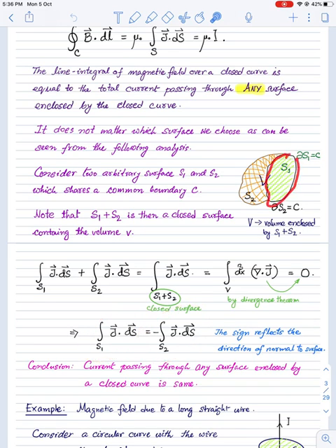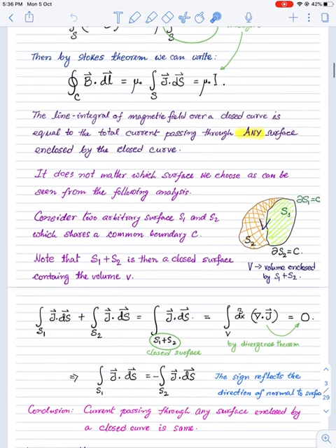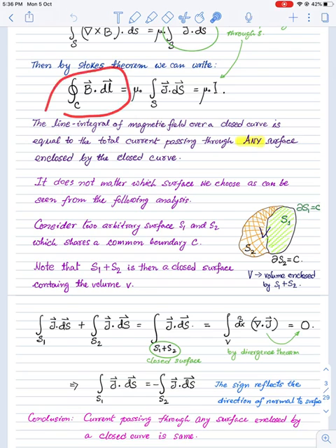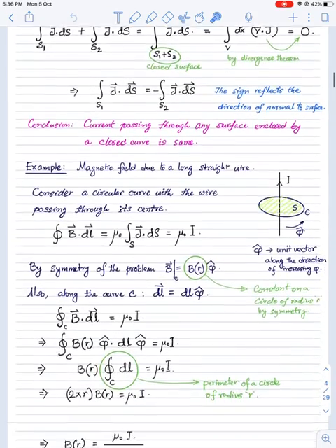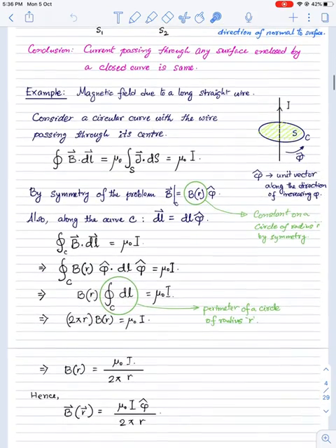Provided that we are in magnetostatics and the divergence of the current is zero, this fact is true, and we can take any surface which this loop encloses and find the current through it, and we will get the line integral of the magnetic field. And that's Ampere's law for you. Very good. So now we can immediately see this in an application, in an example.